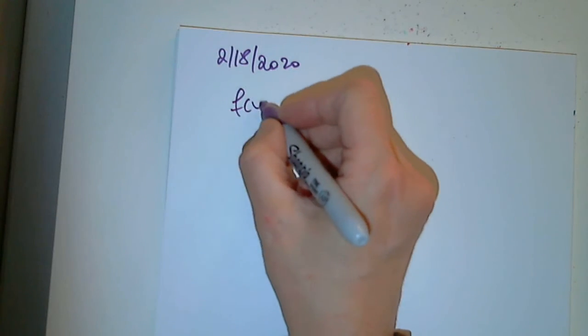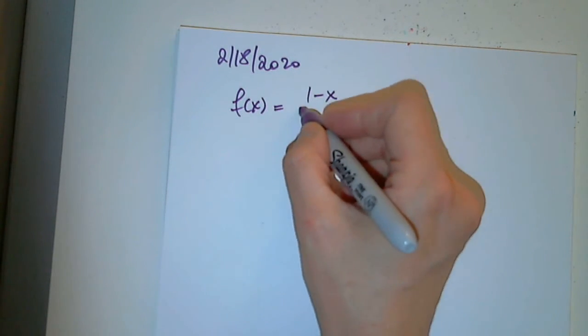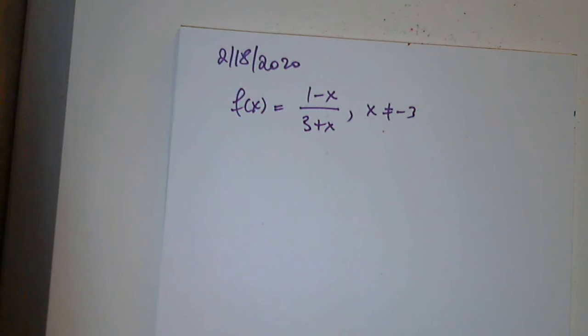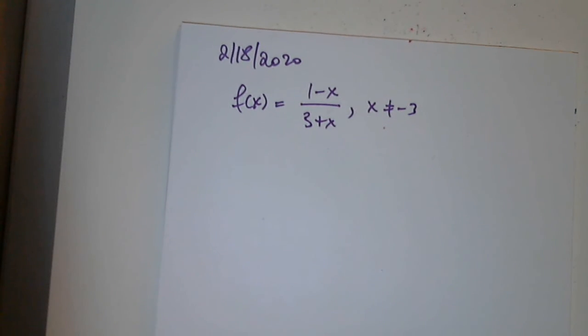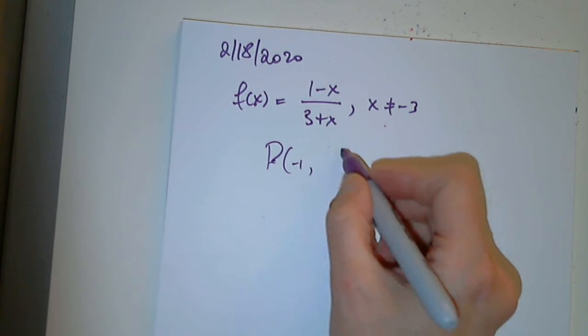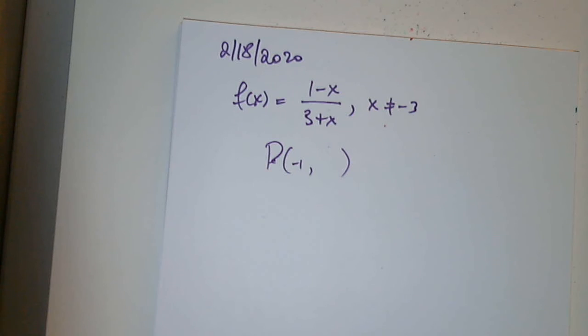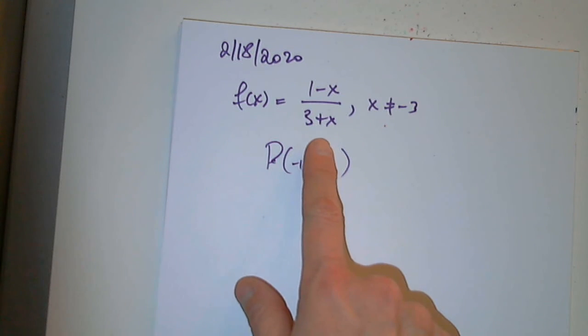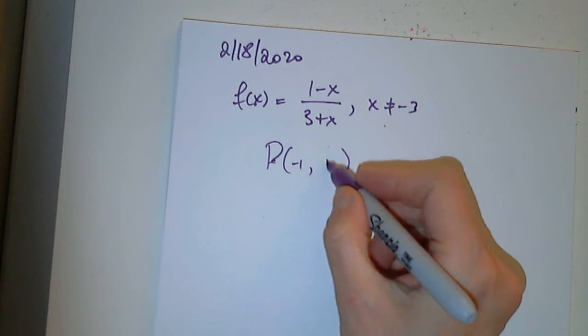So we have f of x, which is (1 minus x) divided by (3 plus x). Of course, x does not equal negative 3, which will not be in the domain. And then find the equation of the tangent line at a point P, which is (negative 1, f of negative 1). So when I plug in negative 1, I get 2 at the top and 2 in the denominator, so this is 1.